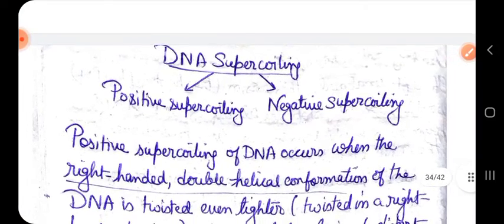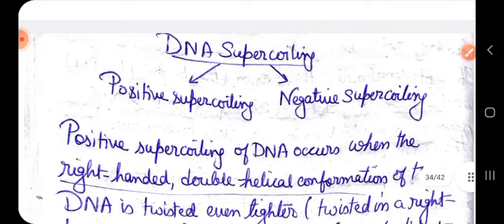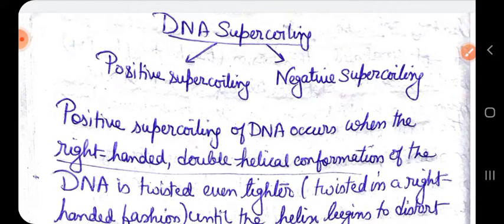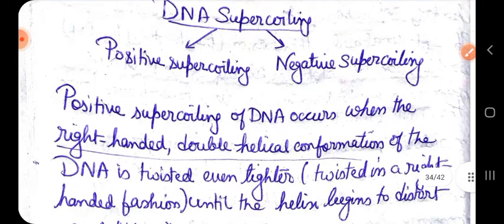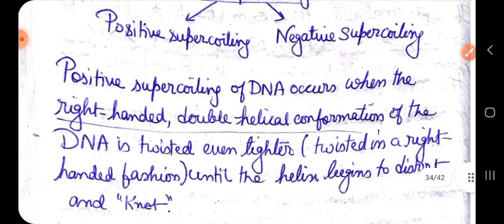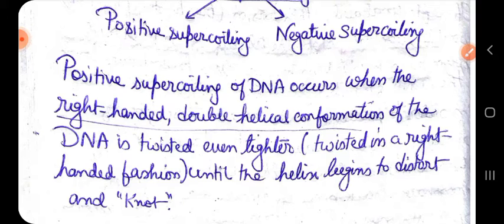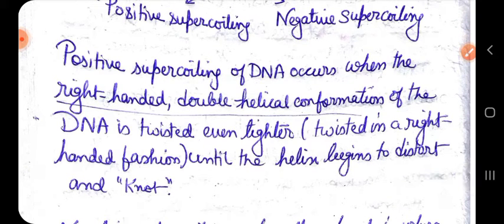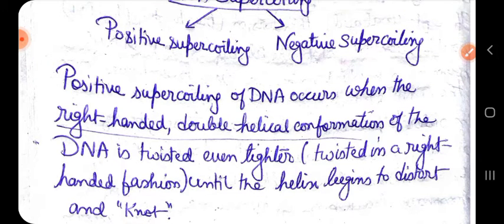Now I have said a little bit about DNA supercoiling, to understand the concept actually. So DNA supercoiling is of two types: positive supercoiling and negative supercoiling. Positive supercoiling of DNA occurs when the right-handed double helix of the DNA is twisted even tighter. DNA is always a right-handed double helix, as I have said.